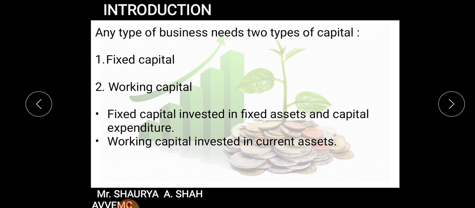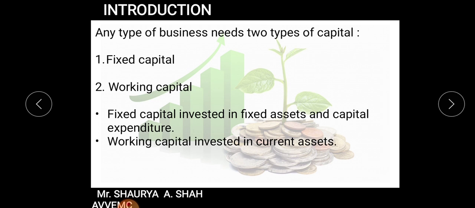What do you mean by fixed capital, students? Fixed capital, to brief it, is invested in fixed assets and capital expenditure, right? The capital invested in fixed assets like land, building, plant and machinery, maybe furniture, is known as fixed capital, fine? The entire part which remains fixed for a period of years, that is your tangible assets or fixed assets, is known as fixed capital, right?